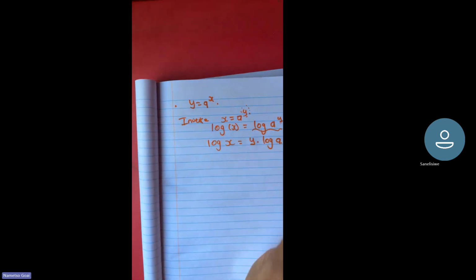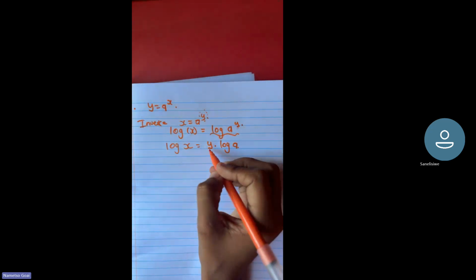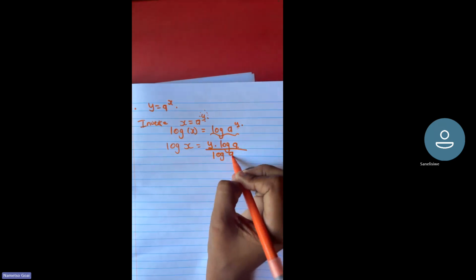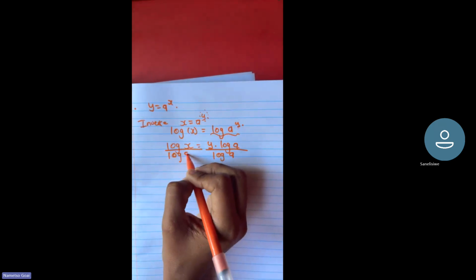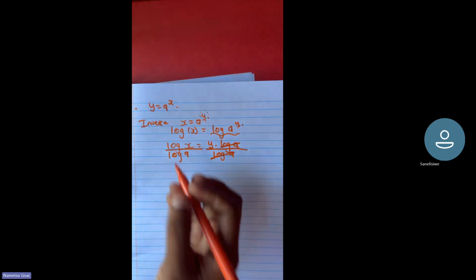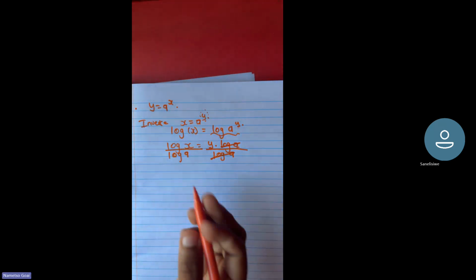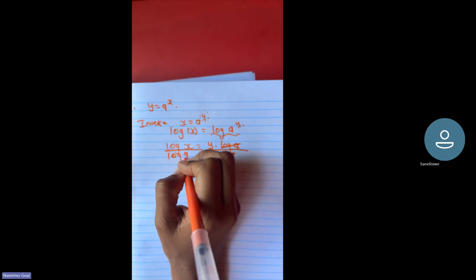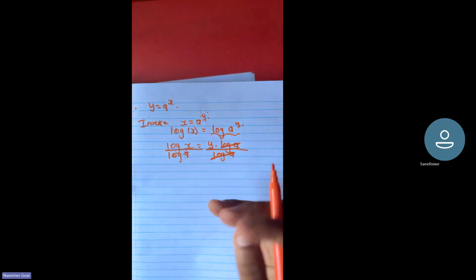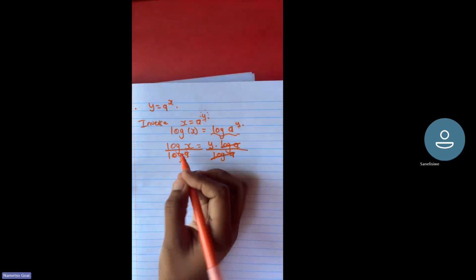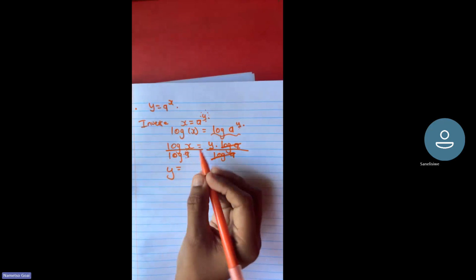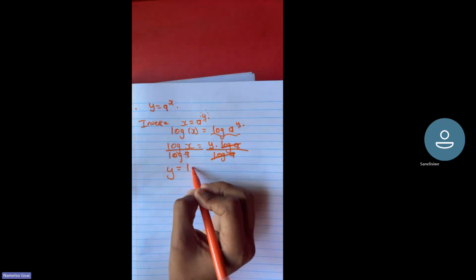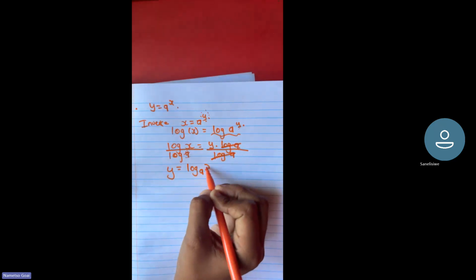And now, if we want to make y the subject of the formula, we can just divide both sides by log a. These two will cancel one another out. So if you have log x divided by log a, you can simply write what's in the denominator, this a, as the base. These two have canceled one another, so you can just say y equals log base a of x. This is what I mean by writing the a as the base.